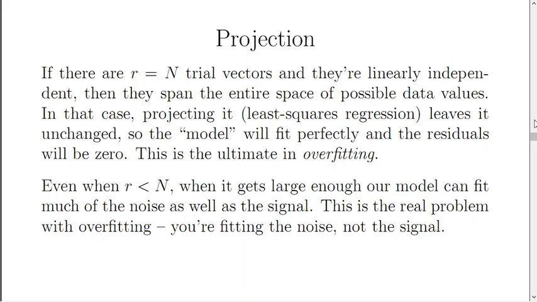Of course, the model will fit perfectly because we allowed it so many degrees of freedom it can fit every data value. Even when the number of trial vectors is less than the number of data values, when we get enough trial vectors, when r gets big enough, our model can fit much of the noise as well as the signal, and that's the real problem with overfitting. When you have so many degrees of freedom in your model that your model ends up fitting a lot of the noise, not just the signal.